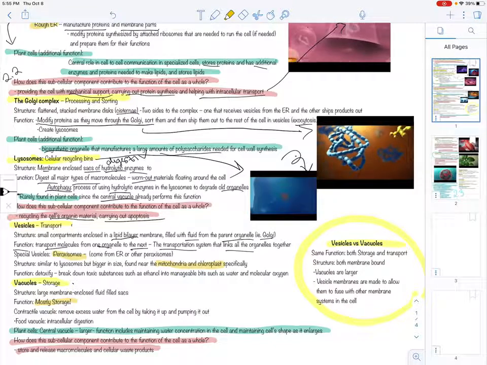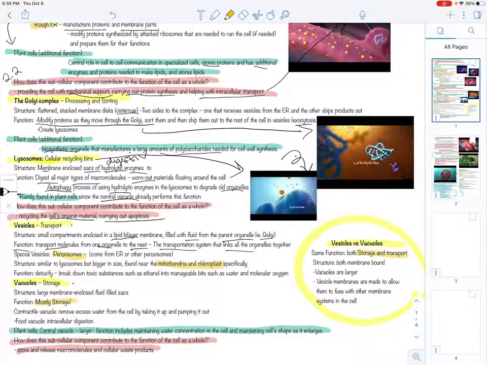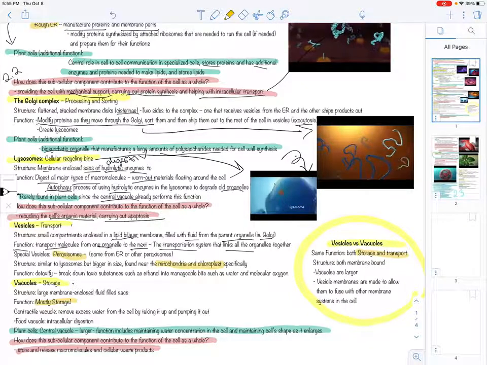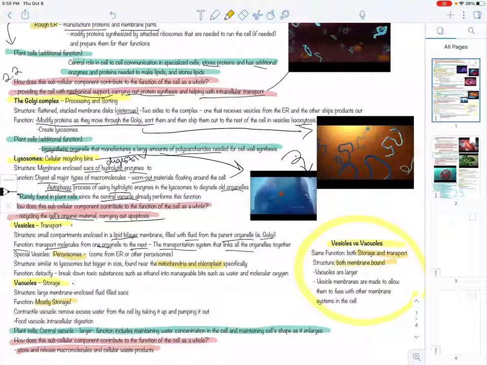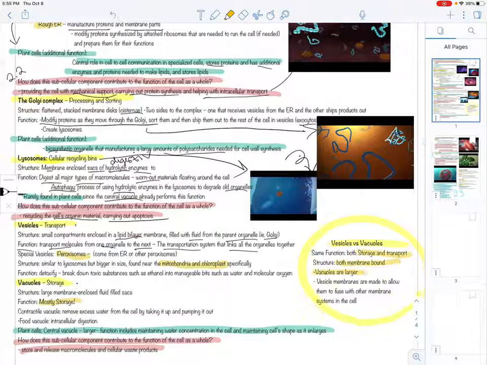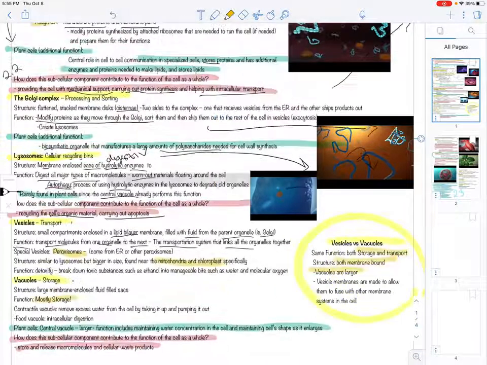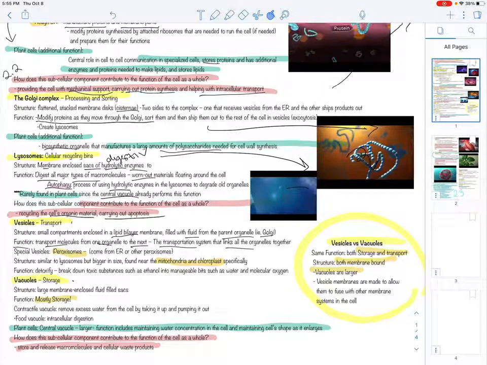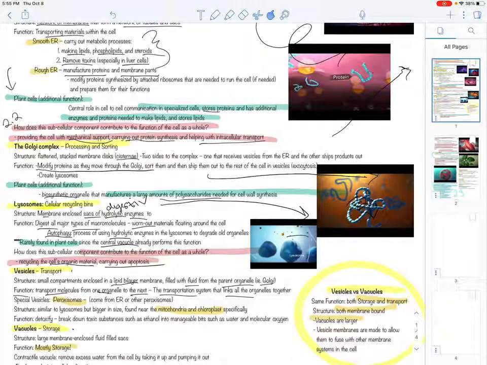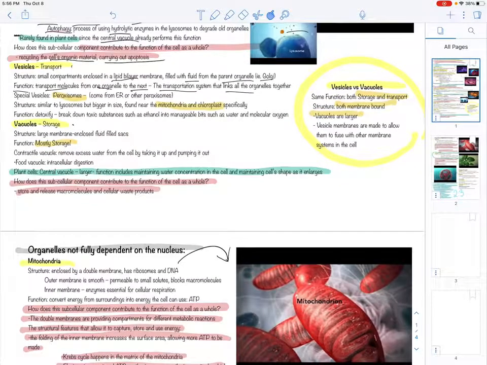Now, vesicles compared to vacuoles. Now, both of them have the same function. They're both somewhat storage and transport. However, their structure is going to be somewhat different. They do both have membrane-bound structures, but vacuoles are going to be larger. And vesicles, their membranes are made in a way that allows vesicles to fuse with other membrane systems within the cell. So, for example, when the vesicles left the rough ER, they went and fused into the Golgi body. And the same thing when the vesicles leave the Golgi body, wherever they're going, they'll fuse over there.